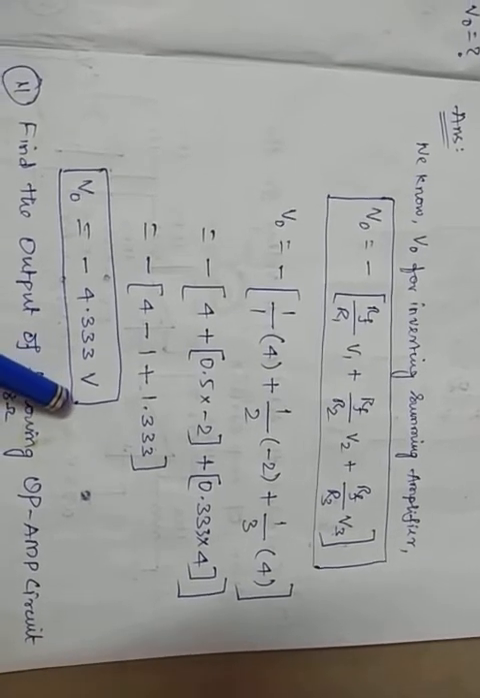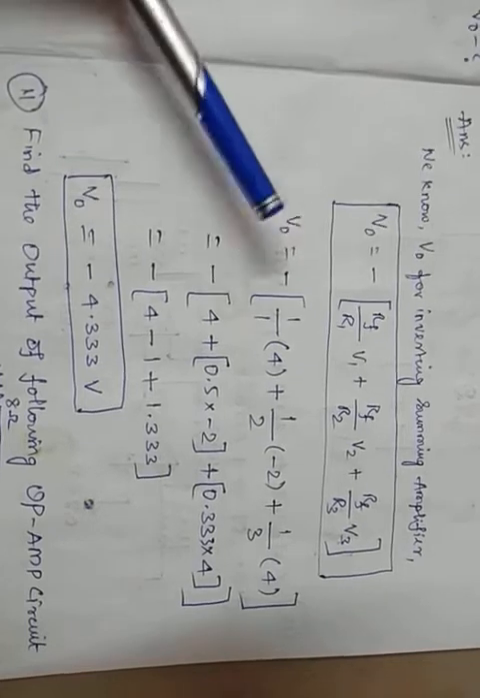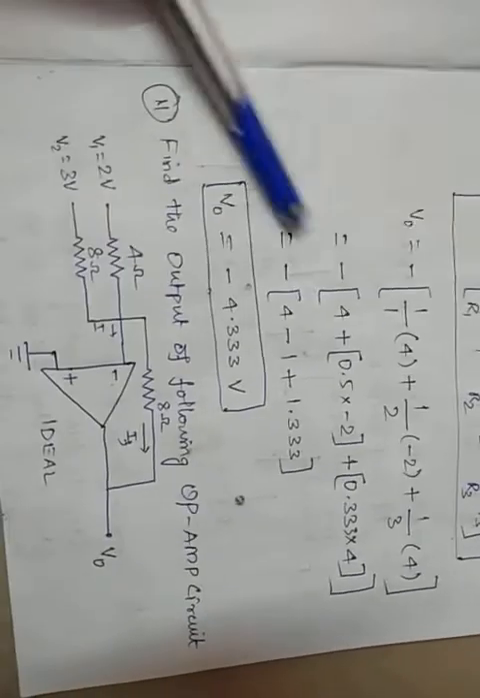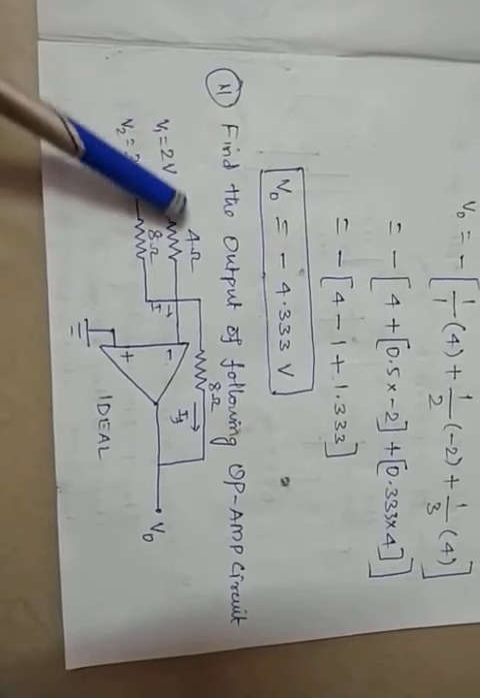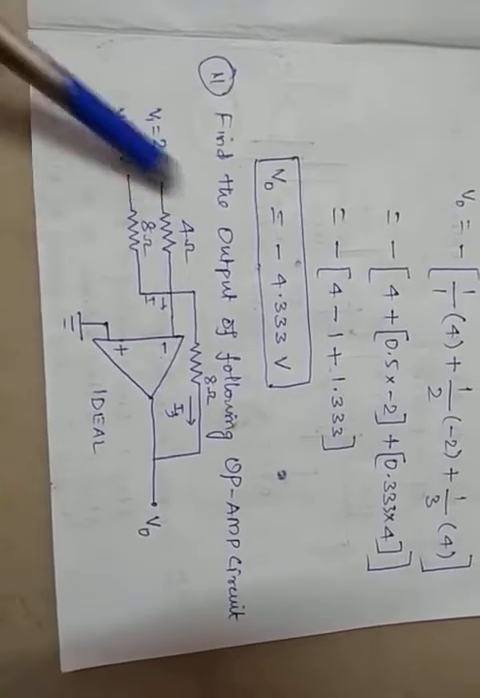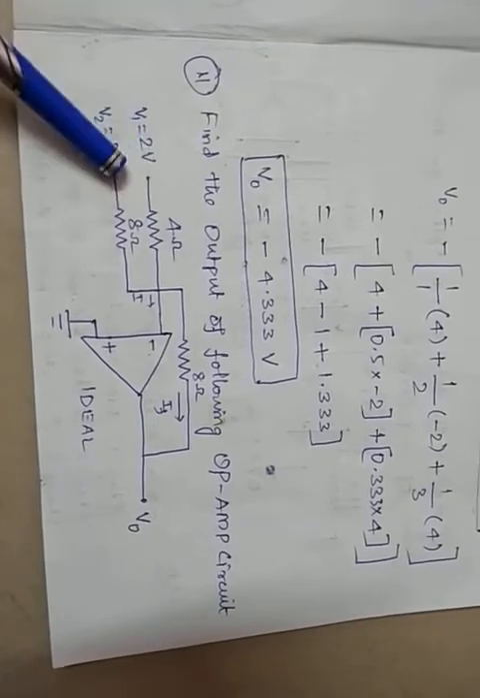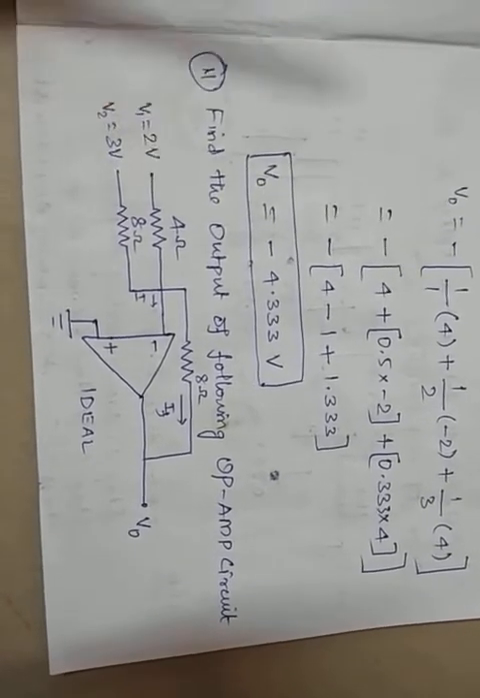Anyhow, along with this video I will share the PDF also. Refer to the PDF for how we got these values. Okay, and we move on to the next problem. Find the output of the following operational amplifier circuit. See, in this circuit one difference we observe: previously there were 3 inputs, here only 2 inputs are given, right?